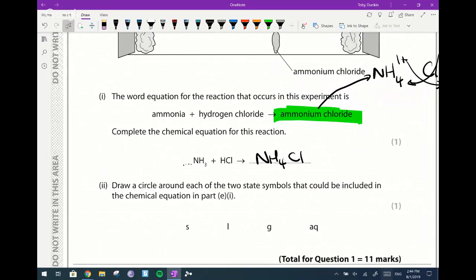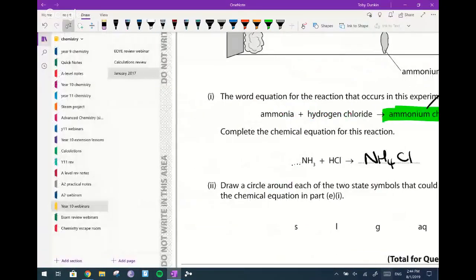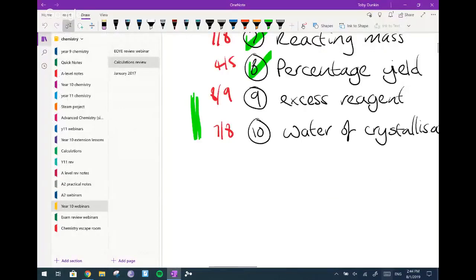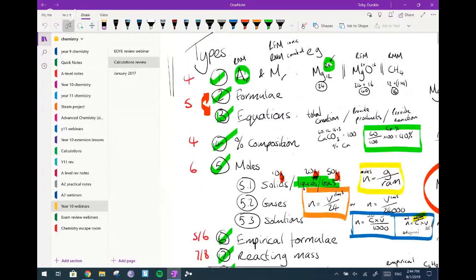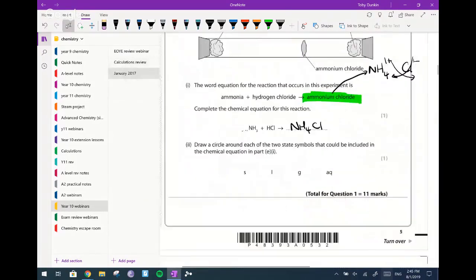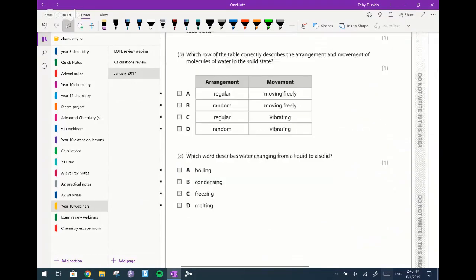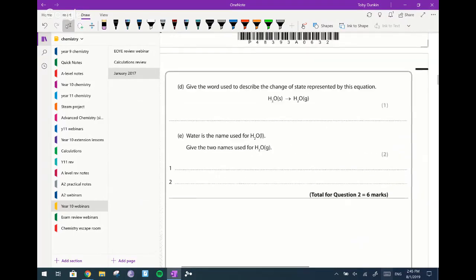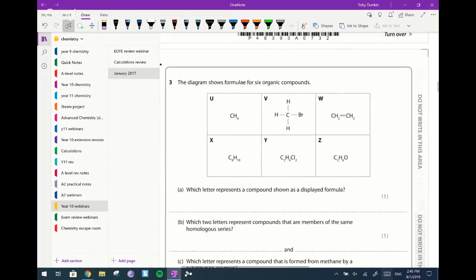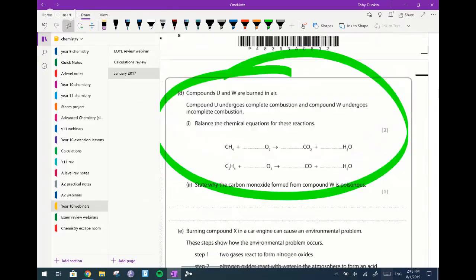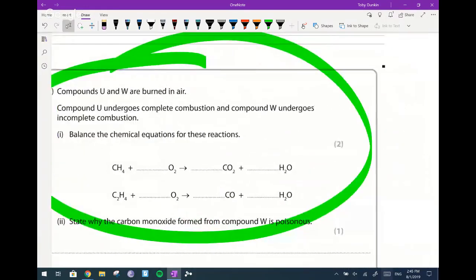So there was a perfect example of how they were testing this. They were testing your ability to create formulae and then linking it to equations to put it into a slightly harder context. So it's quite nice to see that. Next, state symbols. Nice to see state symbols appearing. Let's go down until we see the next one. There's the next green bit. There we go. So the next one is balancing. Again, part of my equations.